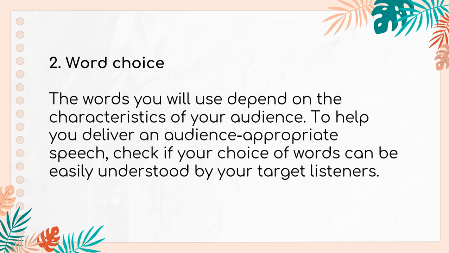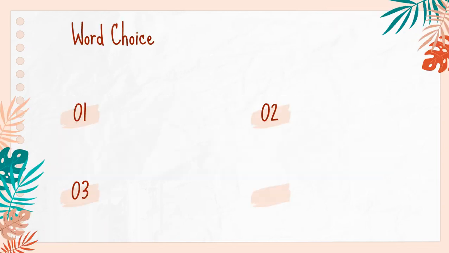Next is word choice. The words you will use depend on the characteristics of your audience. To help you deliver an audience-appropriate speech, check if your choice of words can be easily understood by your target listener. So it's very important that you consider the level of understanding of your audience. If they can understand highly technical words, it's fine to use these types of words. But if your audience are just common folks, which means that you need to use layman's terms, words that can be easily understood by ordinary people.